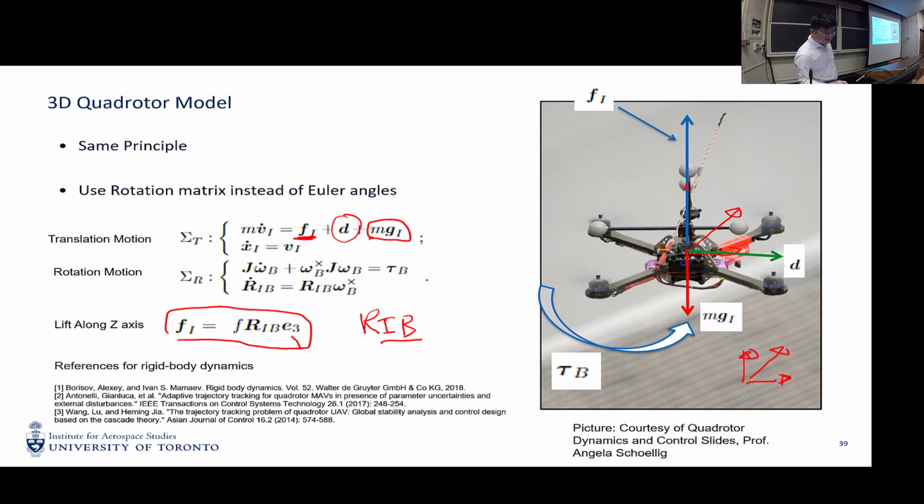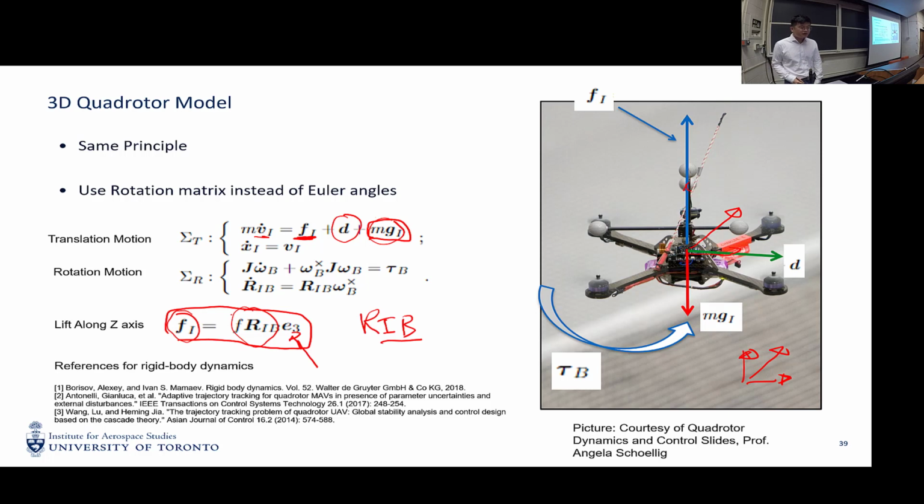And the E3 is a unit vector pointing towards the z-axis. So as you can see, this Fi just basically means the lift force in the inertial frame. So the lift force from the inertial frame plus the gravity in the inertial frame is the total acceleration of the aircraft. So it's basically the same. The only difference here is that we use a rotation matrix.